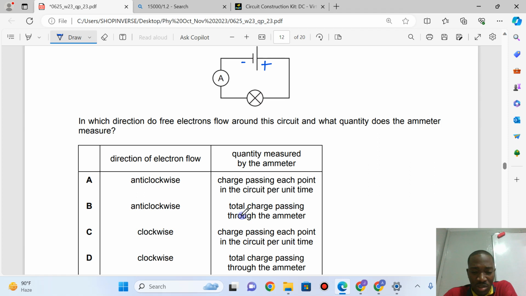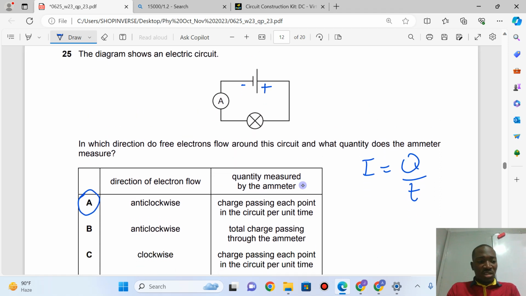Total charge passing through ammeter. Charge passing each point in the circuit per unit time. Good, this is the correct answer. Why did I say that? Because current equals quantity of charge divided by time. Charge per unit time. That's how you get current flowing in a circuit.